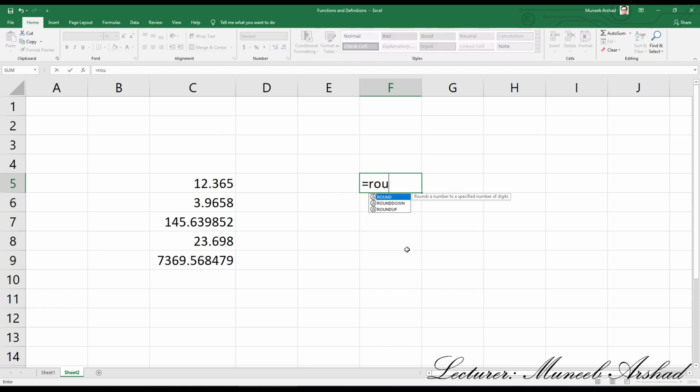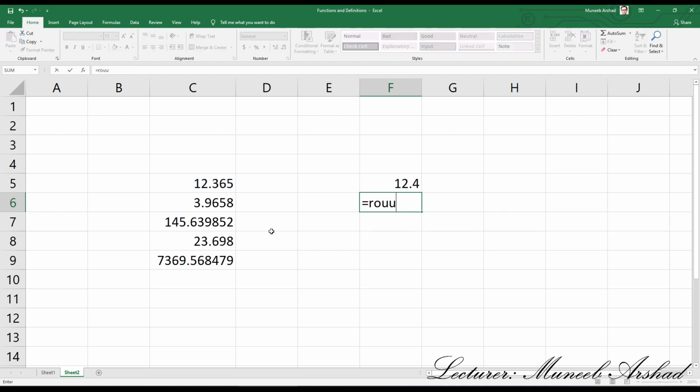So equals ROUND, bracket open, and you specify the number as this. But this time, we are to round this figure to one decimal place. So the number of digits will come out to be 1. If we are to round this off to one decimal place, 12.365 is going to be rounded off to 12.4. You close the bracket, press enter, and you get the answer as we discussed.